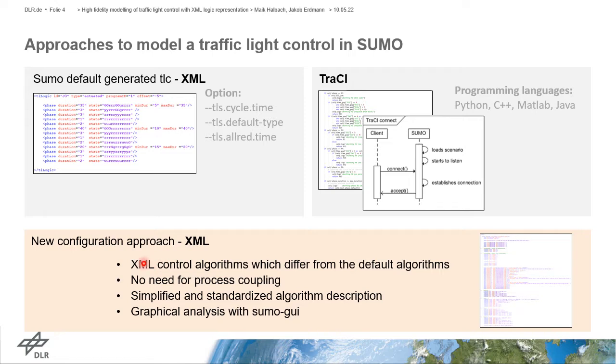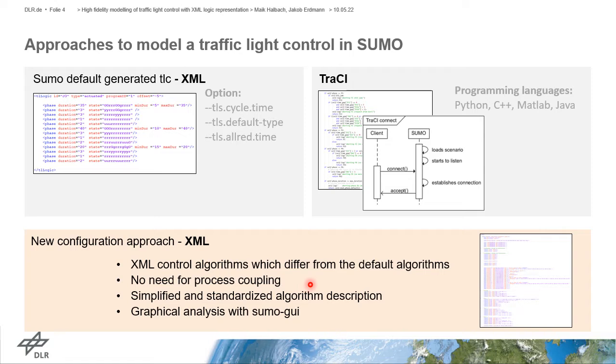First, it's now possible to model an XML control algorithm which differs from the default algorithms. You do not need a process coupling, which makes your simulation faster and simpler. And the new approach simplifies and standardizes the algorithm description compared to the unconstrained TraCI code. And it's now possible to do a graphical analysis of your operating control with the SUMO GUI.